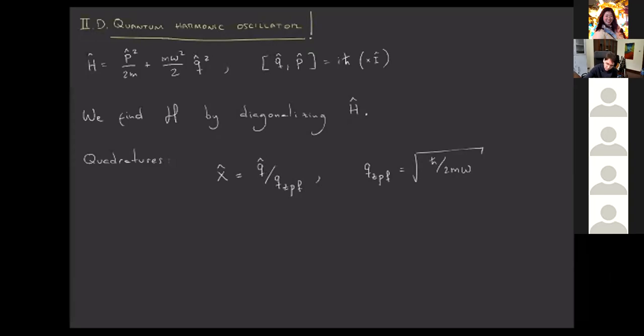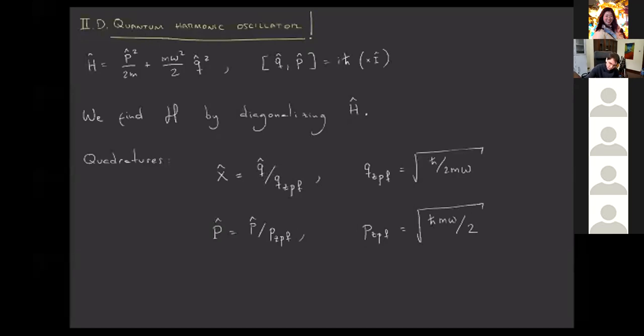And then we also define the momentum quadrature, which is the momentum operator divided by also some normalization of the momentum, p ZPF, that is essentially the square root of h bar m omega divided by 2. So now we have dimensionless position and momentum.